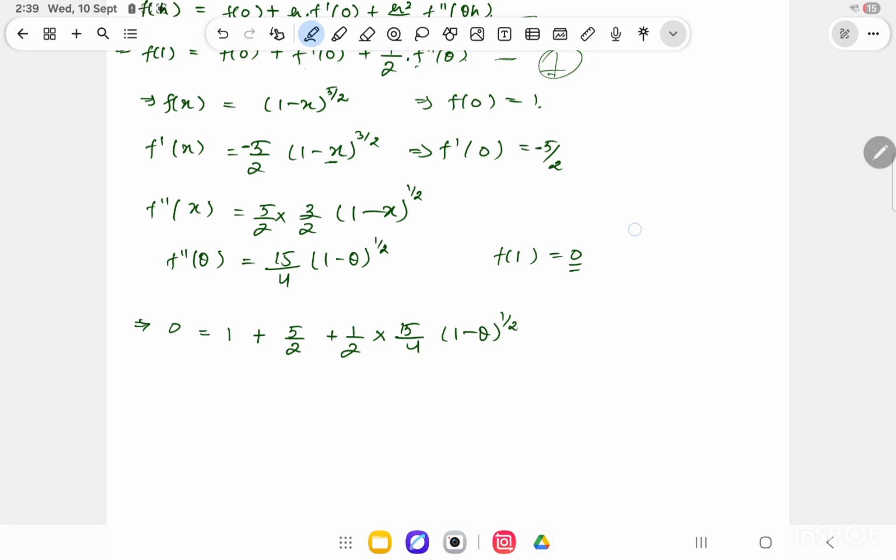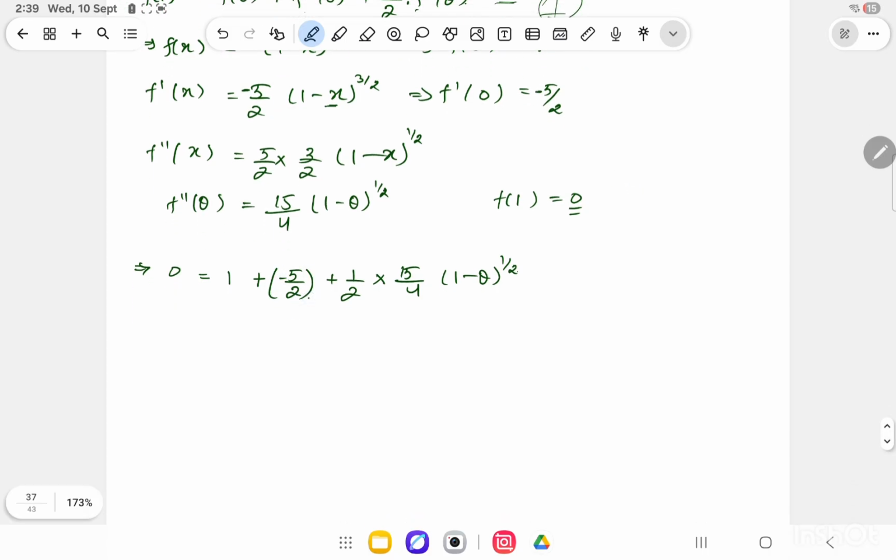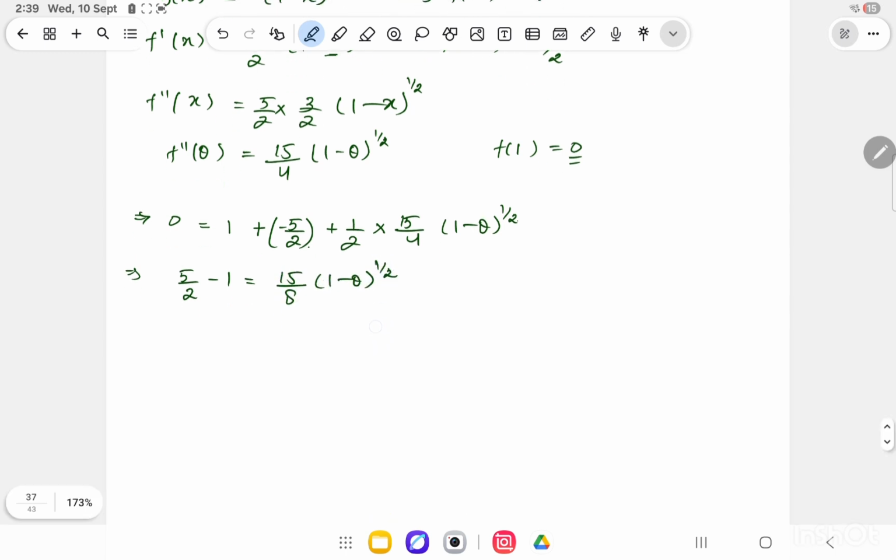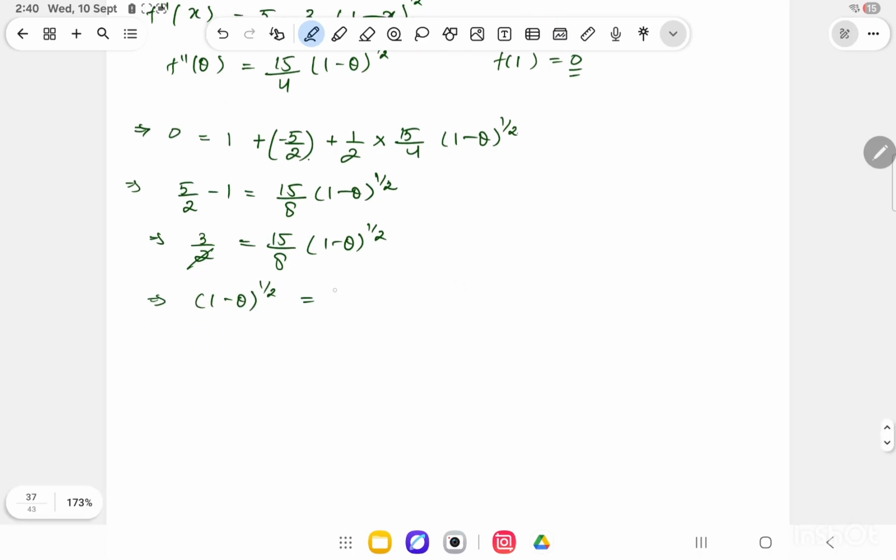So I'll be getting minus 5 by 2. So from here I got 5 by 2 minus 1 equals 15 by 8 into (1 minus theta) raised to 1 by 2. This is equals to 3 by 2 is equals to 15 by 8 into (1 minus theta) raised to 1 by 2. So if I simplify it, I'll be getting (1 minus theta) raised to 1 by 2 is equals to 4 by 5 basically.